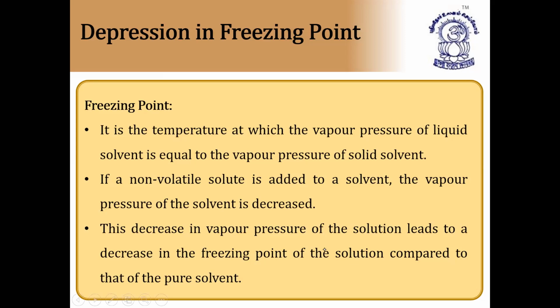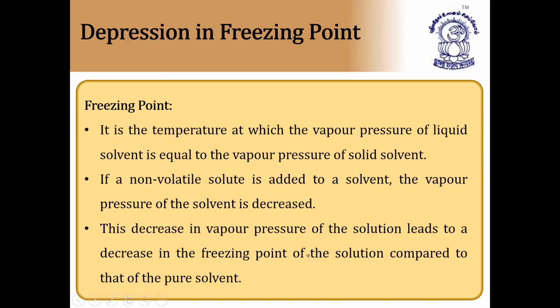For example, if you take water, you know water freezes at 0 degrees C. Suppose in that water you add a small amount of non-volatile solute, naturally its freezing point is less than 0. Freezing point will become less than 0, that is in minus. So this is called depression of freezing point. So 0 degrees C is called the freezing point of water. It is not 0 Kelvin, sorry. 0 degrees C is the freezing point of water. And when you add a non-volatile solute to the water, that freezing point further decreases, that is, it becomes less than 0.